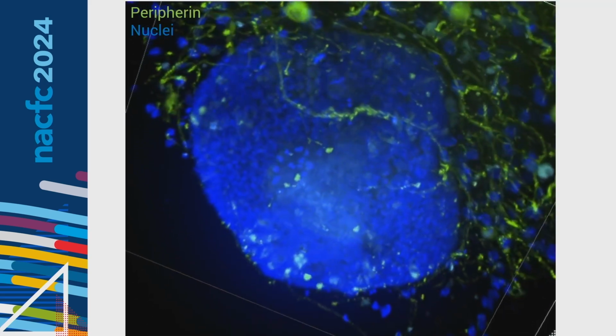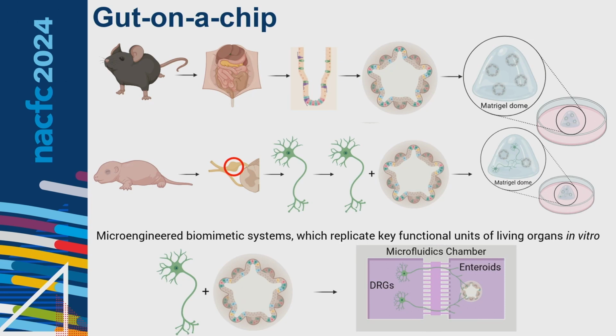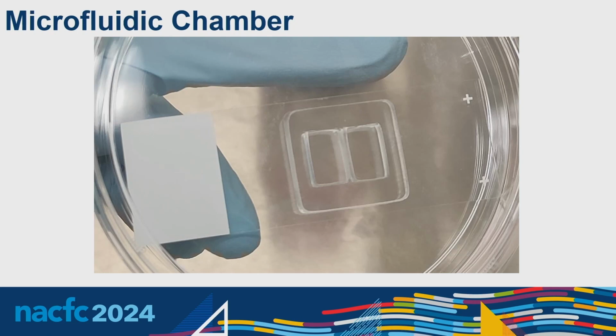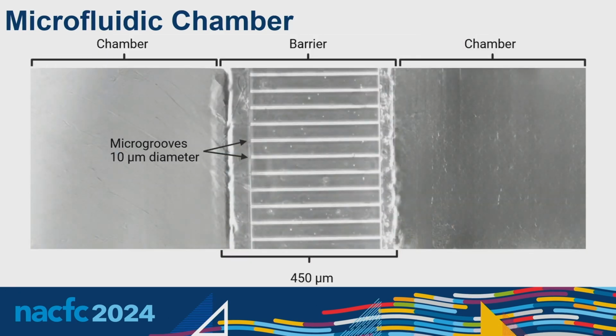But here they are mixed in the same dome, so we started using a microfluidic chamber. We are going to denominate it gut on a chip. These kinds of systems are microengineered biomimetic systems which replicate key functions of units in living organs in vitro. For this, we use a microfluidic chamber, which has 2 separate compartments divided by a little barrier. In this barrier, we have these microgrooves, which are 10 micrometers in diameter. With this, we allow the neurites to cross from one compartment to the other, but not the neuronal bodies, because they are bigger, around 20 to 40 micrometers.